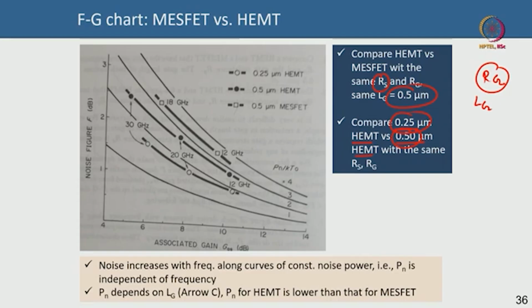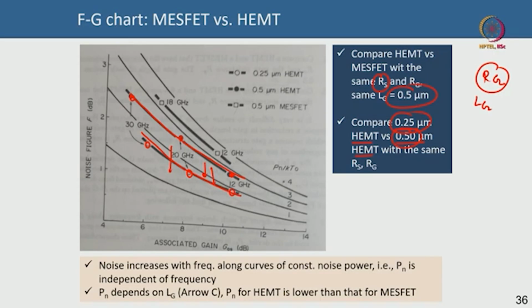Very interesting. You can see that the bottom circles are the 250 nanometer HEMT, which has the lowest noise figure in general. These black circles here are the 500 nanometer gate HEMT. If you compare this, which is your 0.5 micron gate length HEMT, with this, your 0.25 micron gate length HEMT, you immediately see that the noise figure reduces, which means it becomes better when you go to shorter gate length, 0.5 to 0.25.